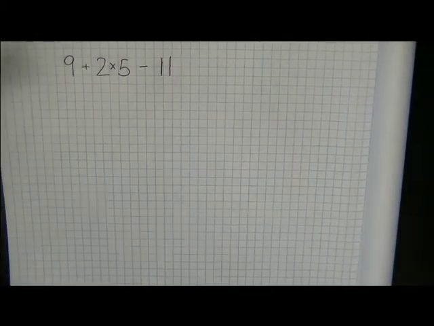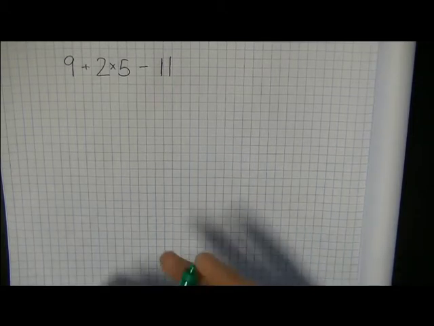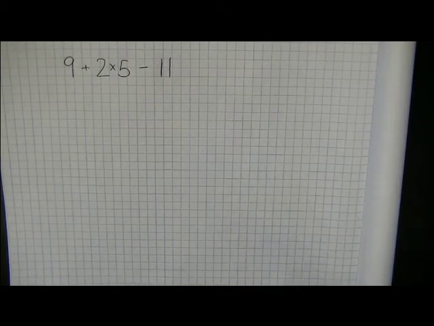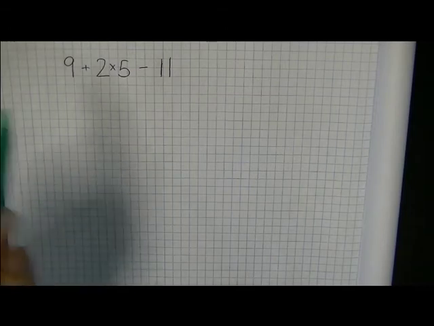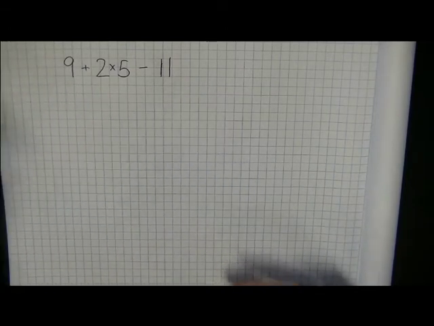Okay, so order of operations. We have four different operations that we've discussed so far: multiplication, division, addition, and subtraction. Okay, and we need to do those all the time.